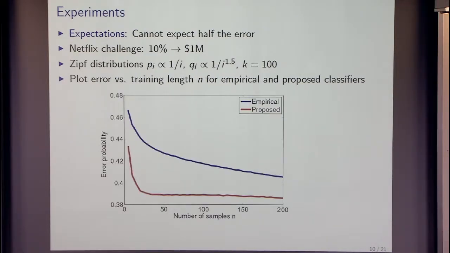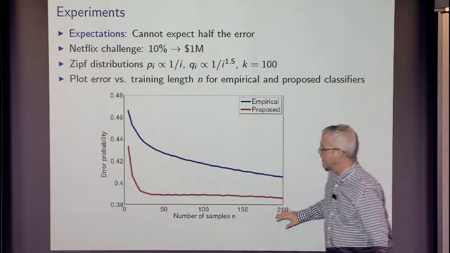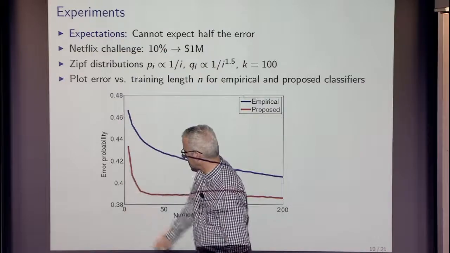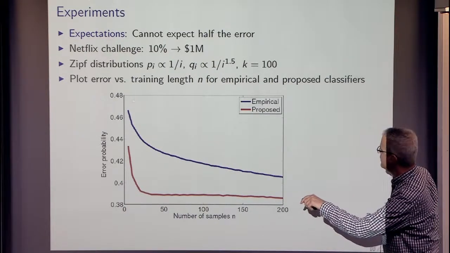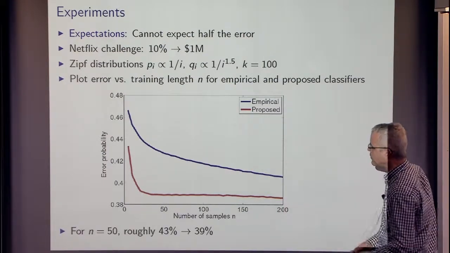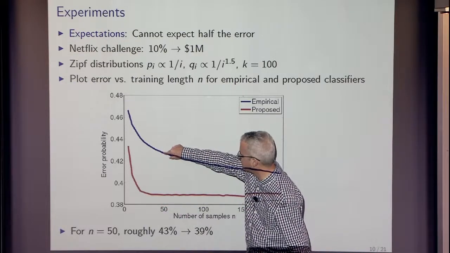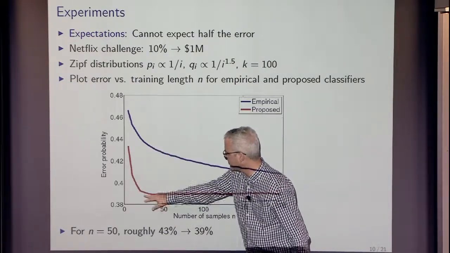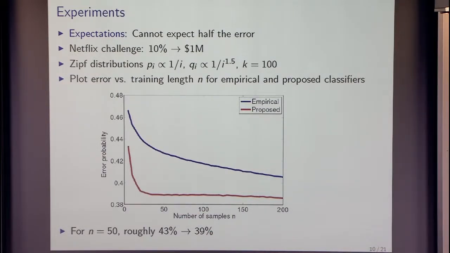So here they are. This is the number of samples that you train on, and this is the error probability. This is what empirical frequency does, and this is what this estimator does. For example, if you train on 50 samples, you go down from something like 43% to something like 39%. So you reduce it by 4%, which is 10% of your error, which is the Netflix limit.